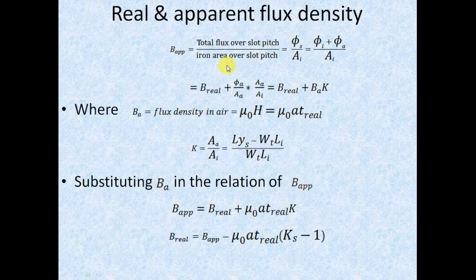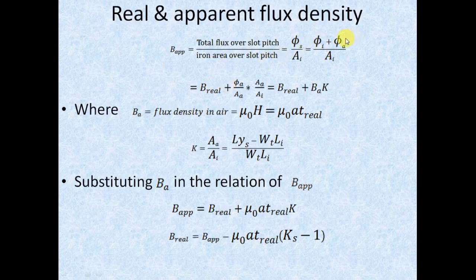The apparent flux density can be found from this relation: total flux over slot pitch divided by iron area over slot pitch. The whole flux over the slot pitch is represented by phi S, and the iron area is actually the tooth area, indicated by A I. This total flux over the slot pitch is the addition of phi I and phi A. So you can write B apparent as phi I plus phi A divided by A I. Phi I by A I is the ratio of actual flux in tooth divided by tooth area, so this can be represented by B real, or the real flux density.